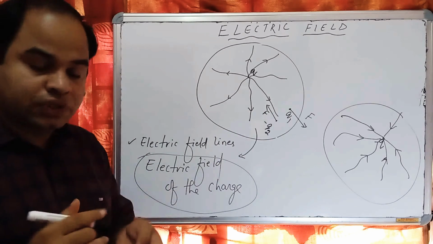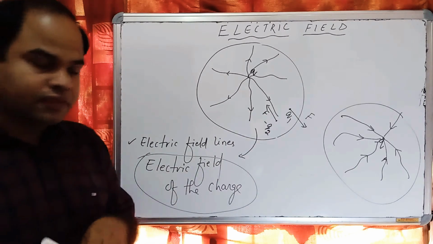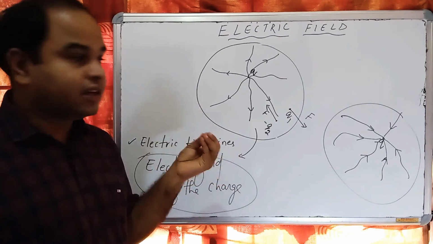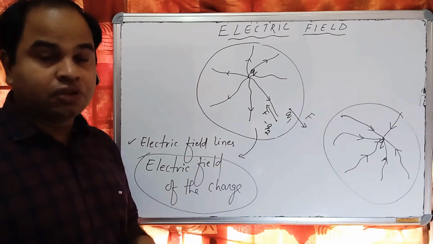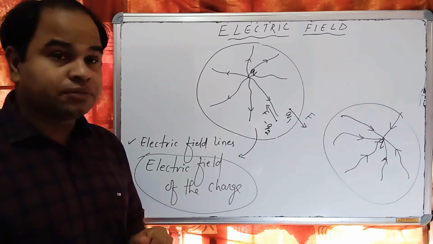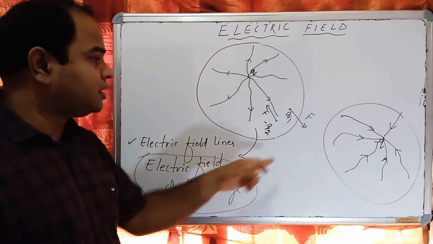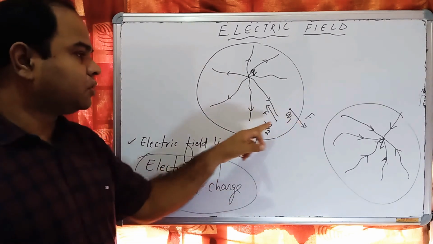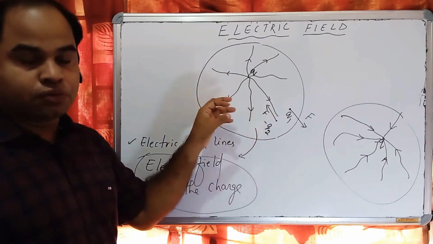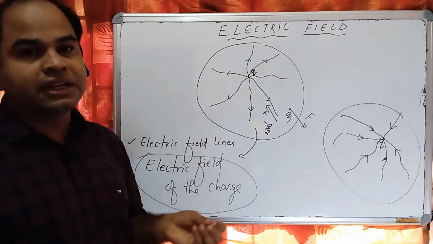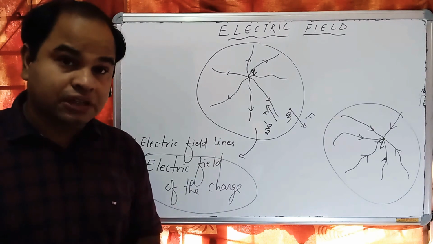So that means we can say electric field is a space around the charge where its effect could be felt. Because in that region, if we place a charge, it will experience a force either in outward direction or inward direction. So we can say it is a space around the charge where its effect could be felt.